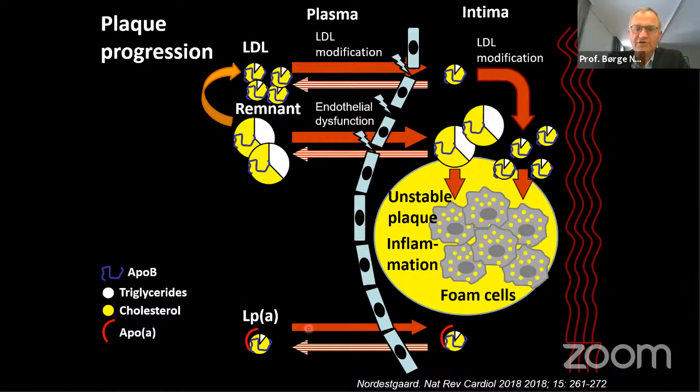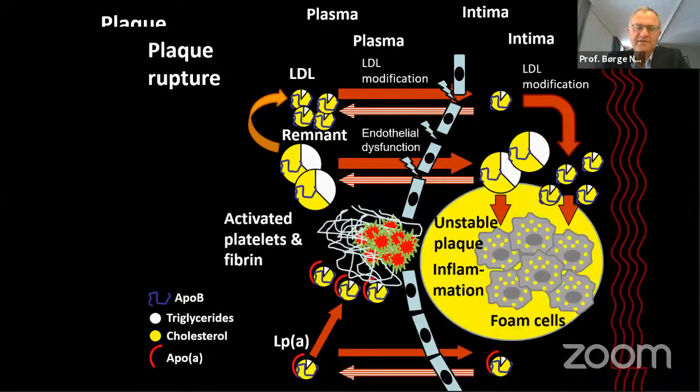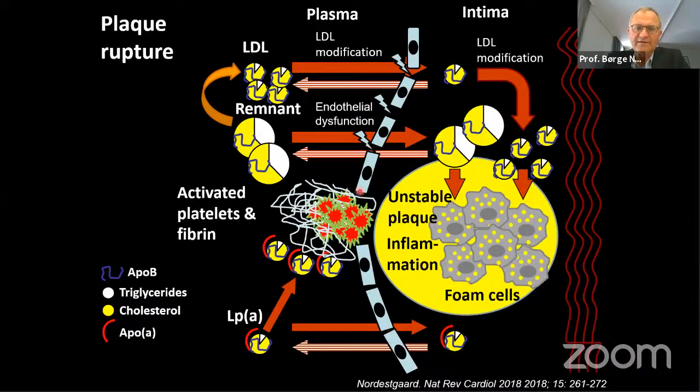Lp little a can also come into the arterial wall, but we don't really know how it causes atherosclerosis. As it develops yet further, then you can have a ruptured plaque, and then you will have a thrombus formation, where maybe here Lp little a in particular can, as I said before, be part of making the thrombus grow and then lead to myocardial infarction or stroke.